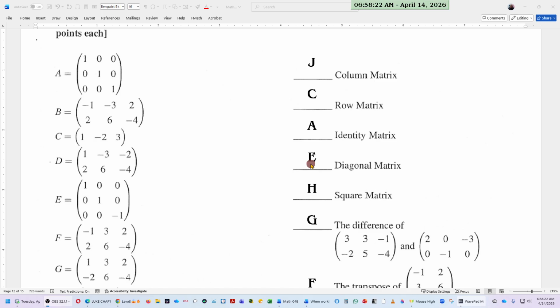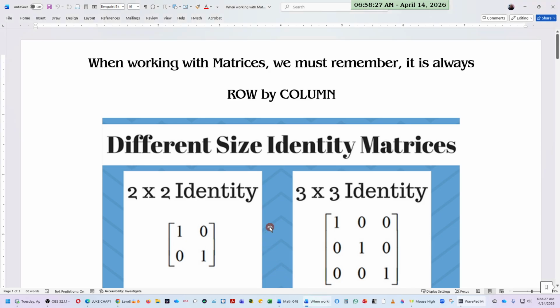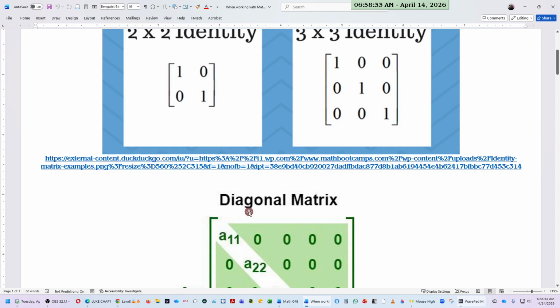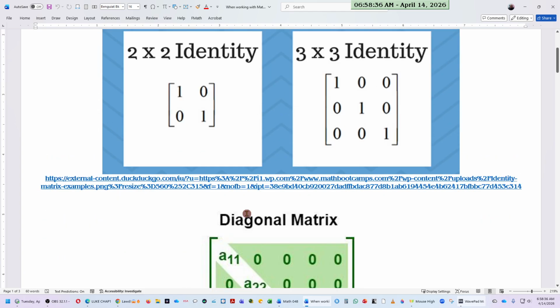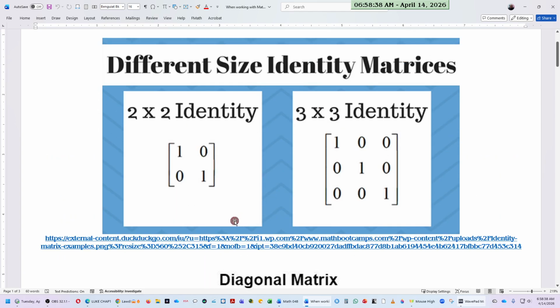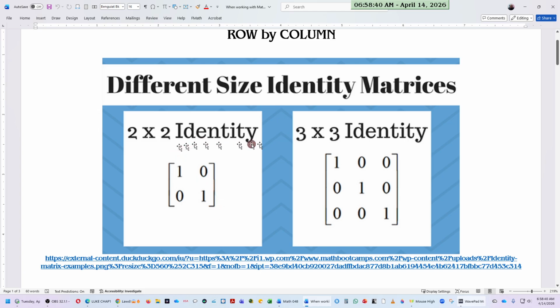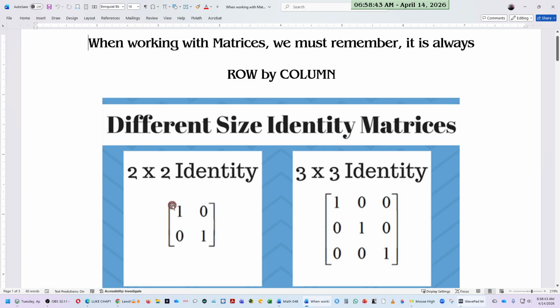The diagonal matrix, I had to look this one up. So this was just an example I found of the identity matrix. Apparently I had to look this up as well. So notice the lead diagonal only has ones. This can increase. A 4 by 4 would have only ones along that diagonal as well.